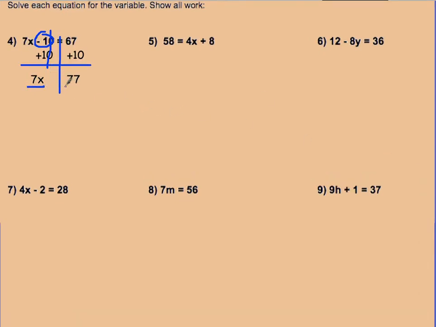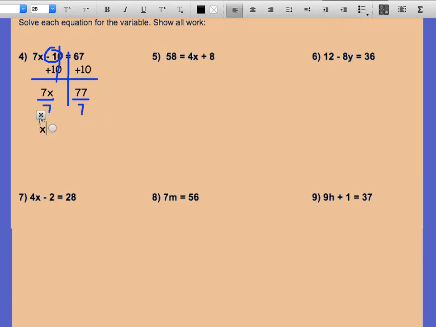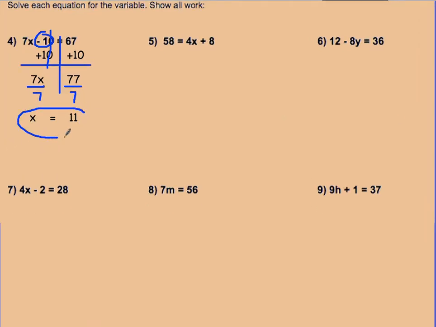Remember, 7x is multiplying by 7, so let's divide to remove that. Then we'll get x equals 11. So there's our final answer for that one. Checking out the next one, same idea.